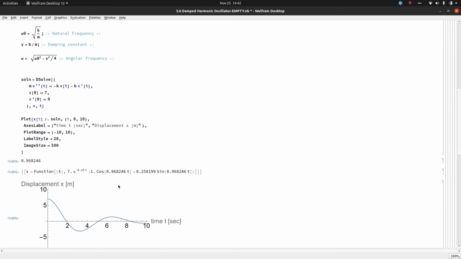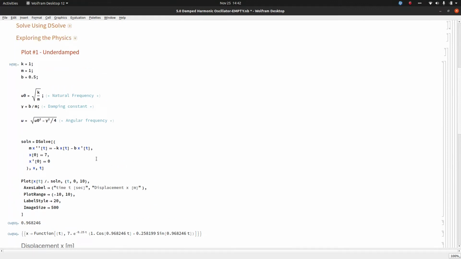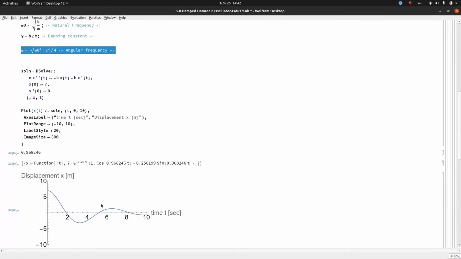This is the underdamped case, where the gamma squared over 4, the damping, is smaller than the restoring force. Or I should say the natural frequency, which is dependent on the restoring force. So if omega naught squared is bigger than gamma squared over 4, your frequency is real, everything's hunky-dory, you get a nice oscillatory function that just decays over time.